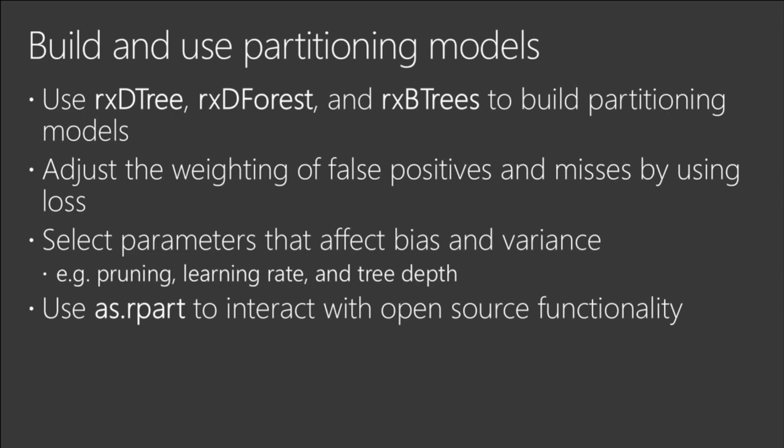Now, there are a lot of parameters here, so you just look at the help files. Pruning is important, learning rate, tree depth. There's a lot of others. These are the most important because I think these are generally the ones you might see a question about. The final thing there is that as.rpart creates an open source R representation of this, so you could do plots or something like that.